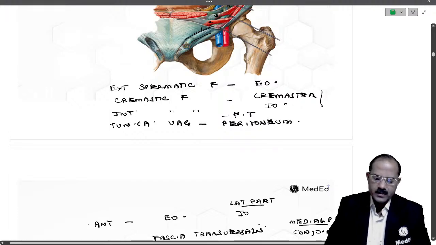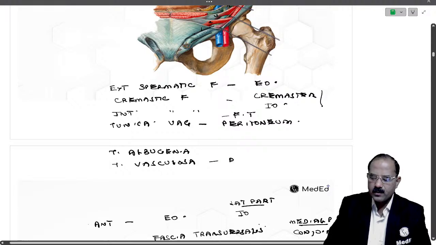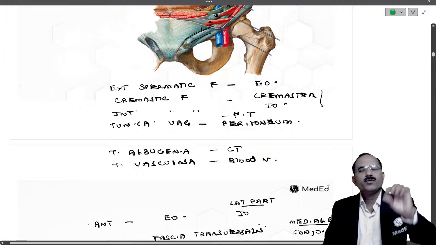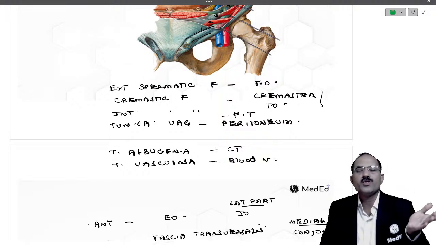And the last two layers, tunica albuginea and tunica vasculosa. Vasculosa is derived from blood vessels and albuginea is derived from connective tissue. But you should know this. The coverings of the testis are a must. The examiner is going to ask you.